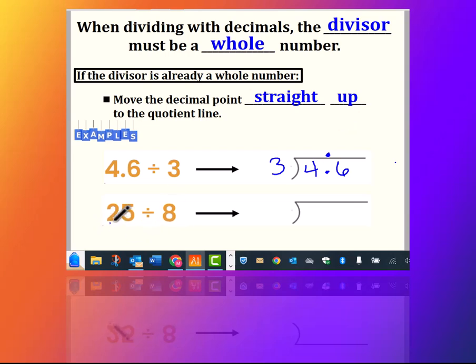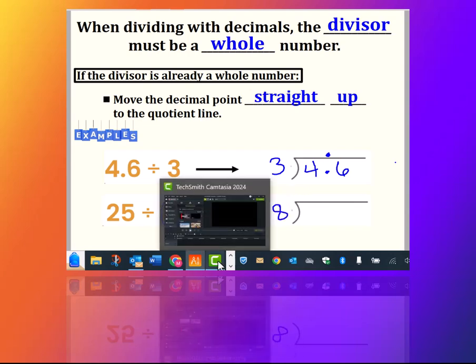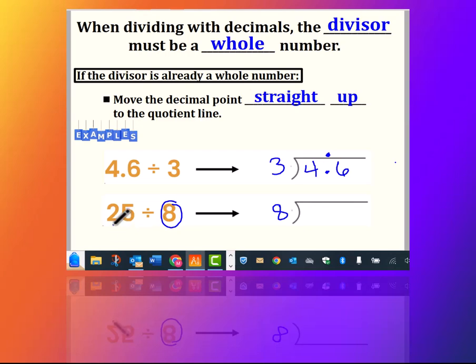So our second one, 25 divided by 8. The second number is our divisor. It's already a whole number, so we leave it alone. Our dividend is 25. It is also a whole number, so it has that invisible decimal point. Go ahead and make it visible, and then move it straight up to the quotient line. And then you could do your division.